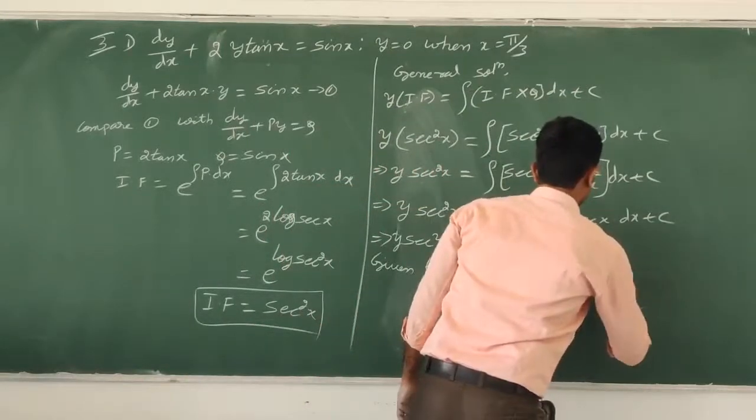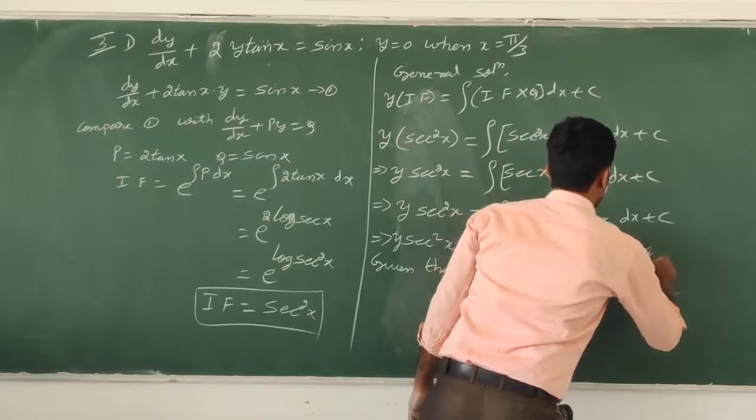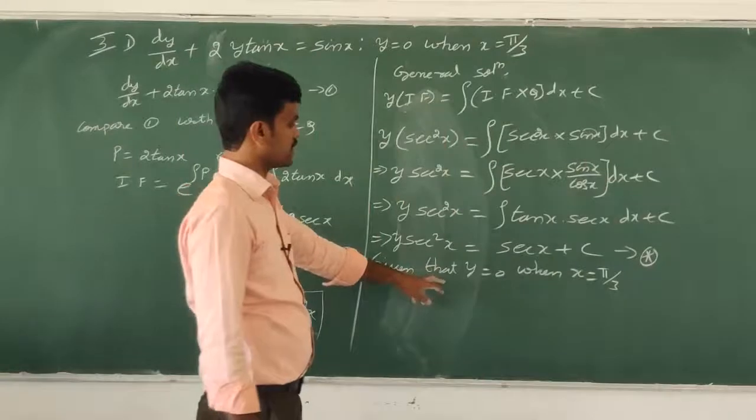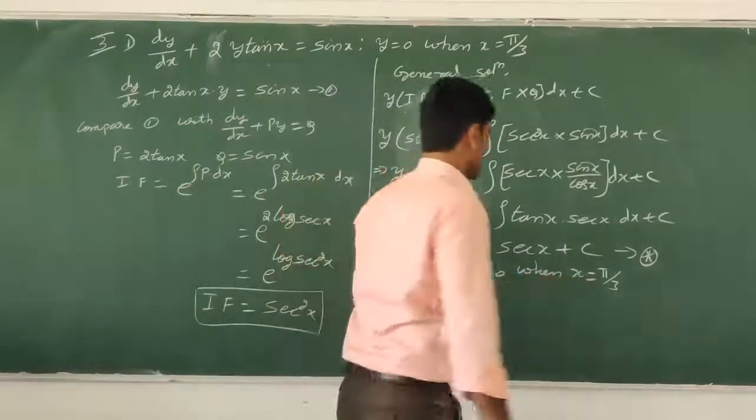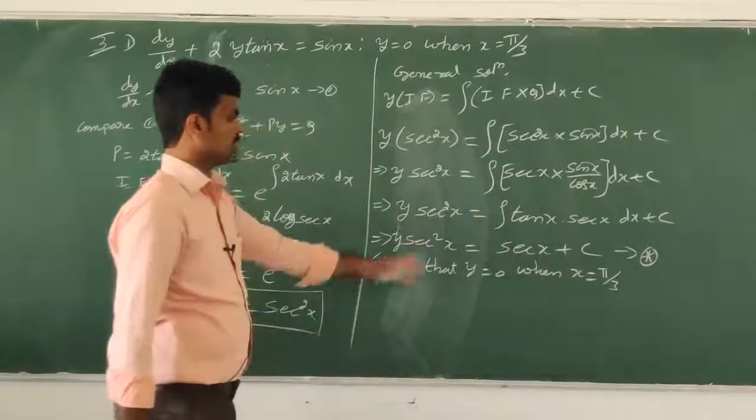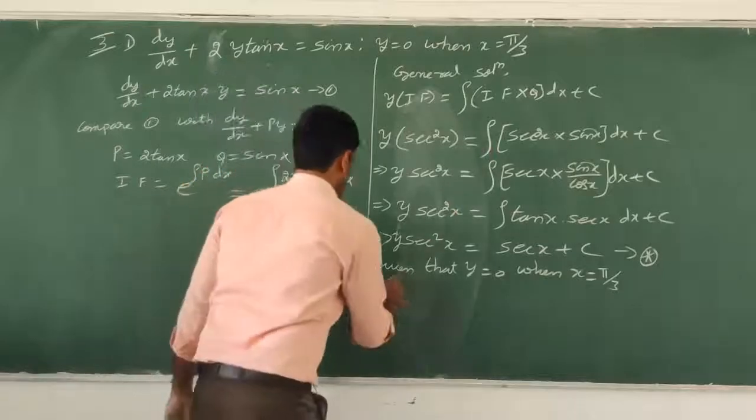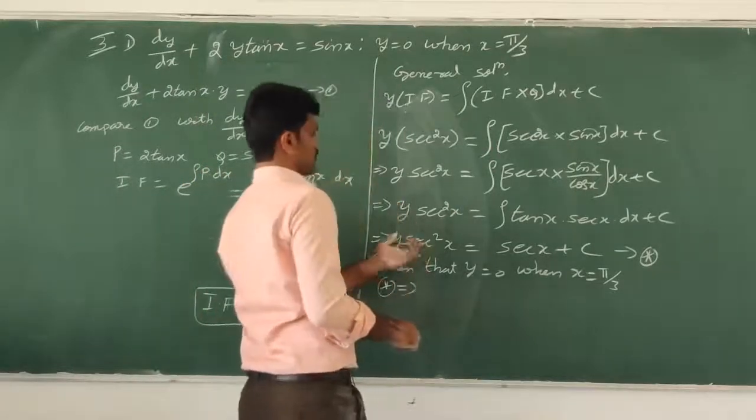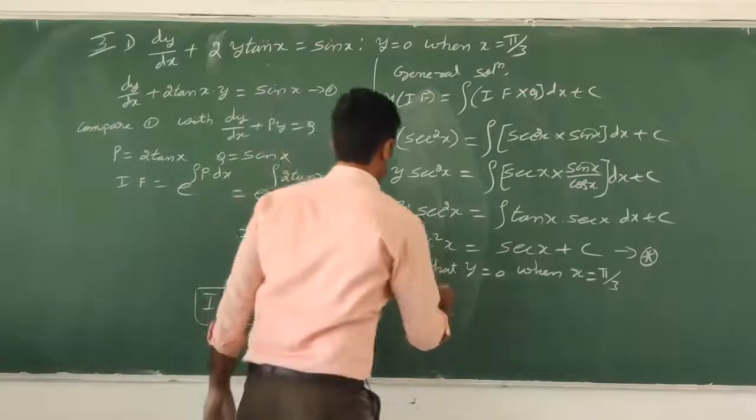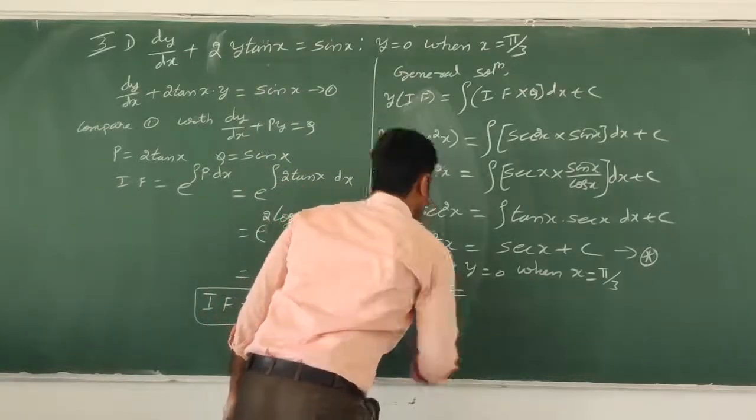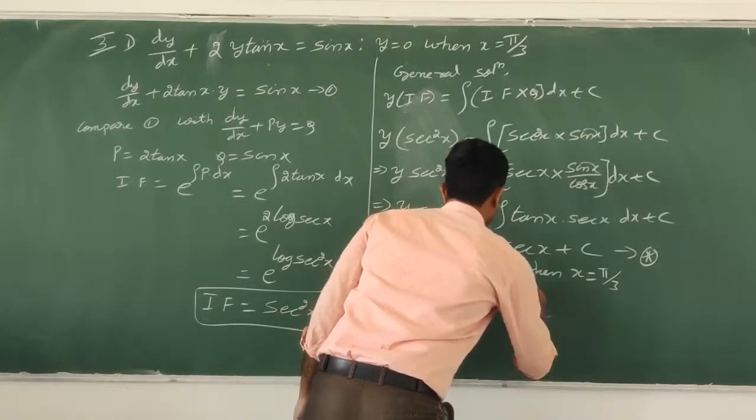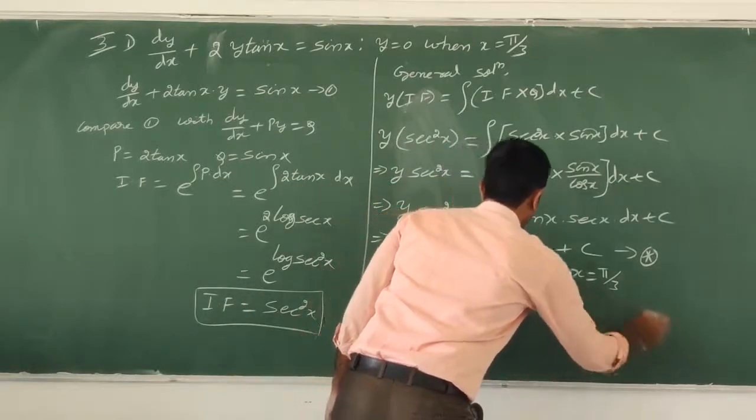Pi by 3. Call that general solution as equation star. Now we have to use the initial condition, that is y is equal to 0 when x is equal to pi by 3. Just substitute this initial condition in equation star. Equation star becomes 0 into secant square, whatever it may be. So left hand side 0 into anything is 0, which is equal to secant pi by 3 plus c.